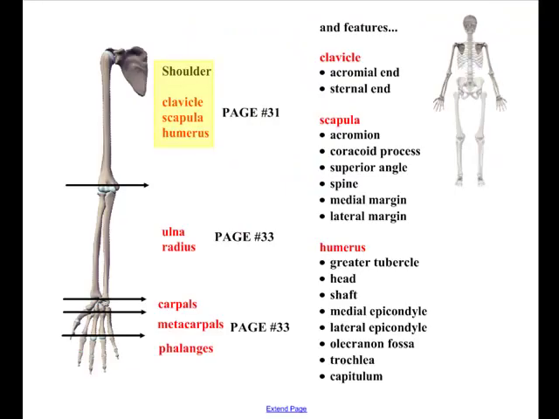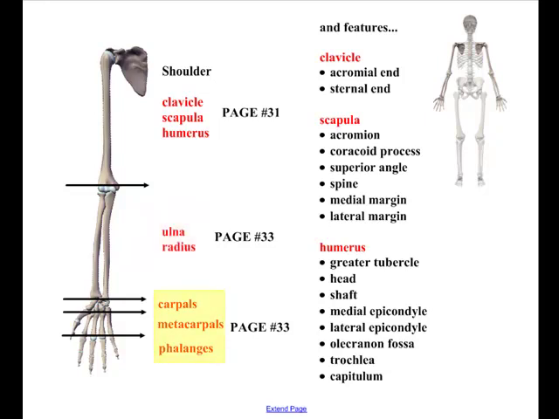Alright, within the shoulder we have three bones that comprise the actual shoulder joint itself: the clavicle, the scapula, and the humerus. But before we look closer at those, we're going to take a quick peek and include the two bones of the forearm, and that is the ulna and the radius.